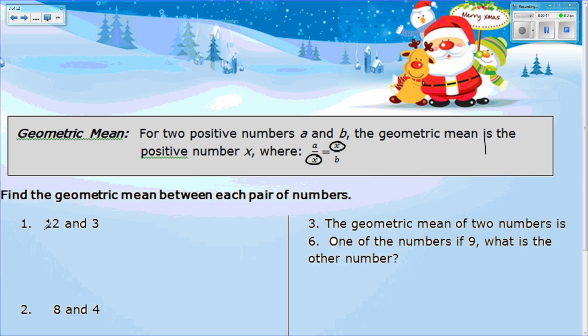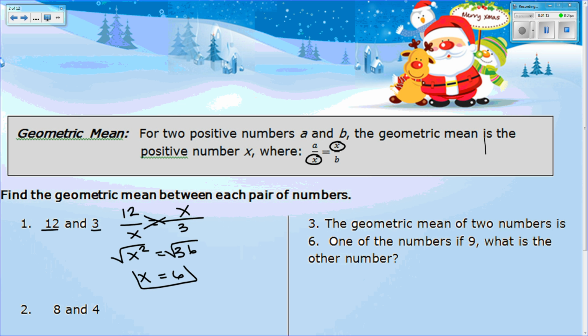So for example, in number 1, here are my two numbers. I'm just going to create an empty proportion. X is the geometric mean, so I'm going to put it in those two places, and then those other two numbers just go in the two remaining spots. Now you have a proportion where you can cross multiply. X times x is x squared. 12 times 3 is 36. Then you take the square root of both sides. So x is 6. The geometric mean between 12 and 3 is 6.